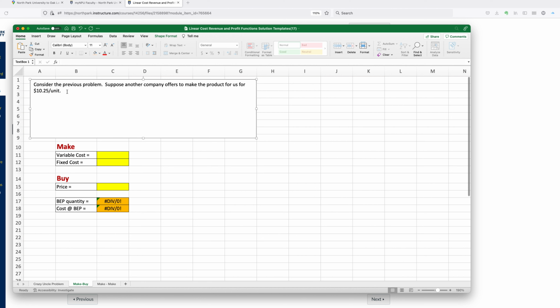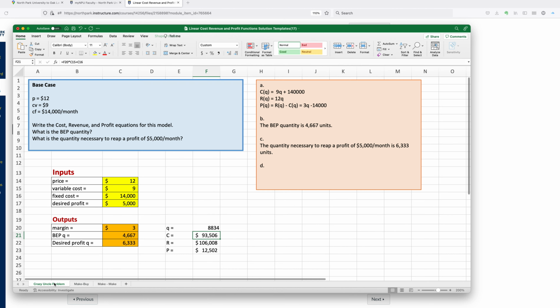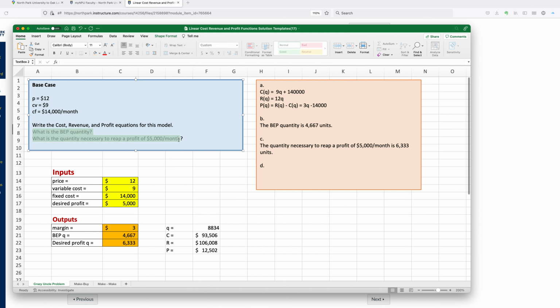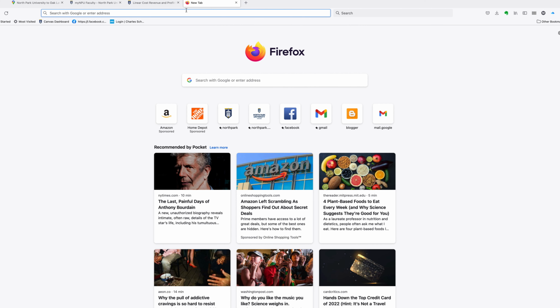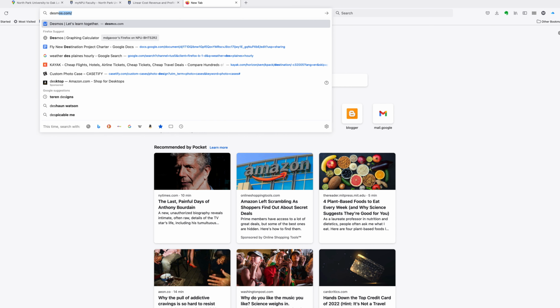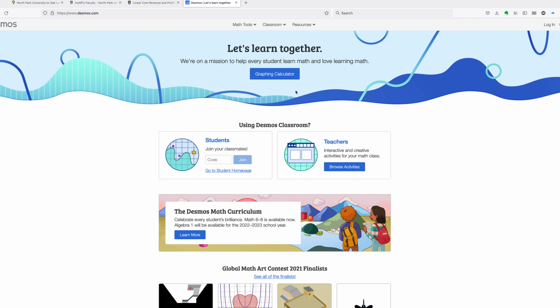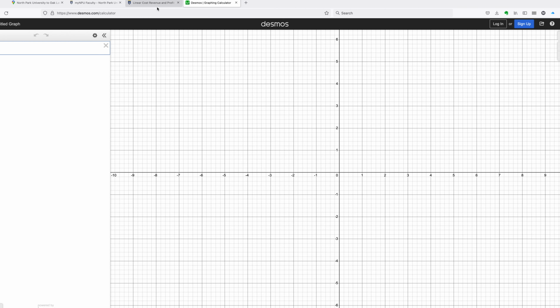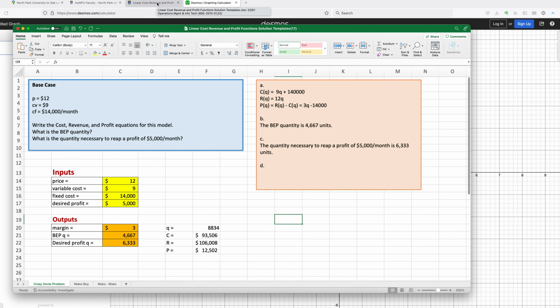Remember the revenue equation, and I might want to ask, what is the BEP quantity? And then we have the 5,000 question. Oh, the other thing we didn't do here, we should probably do it, is graph these. So I want to go back here, create a new window and type in desmos.com, and I say open graphing calculator. What do I have? My revenue and cost equations I want to draw.